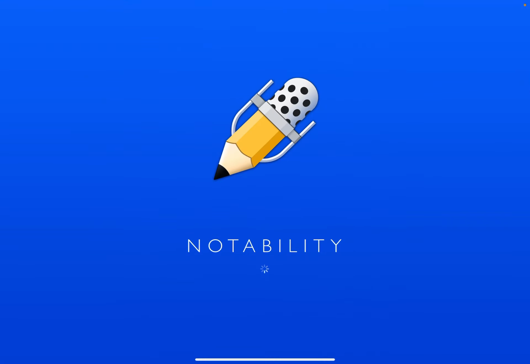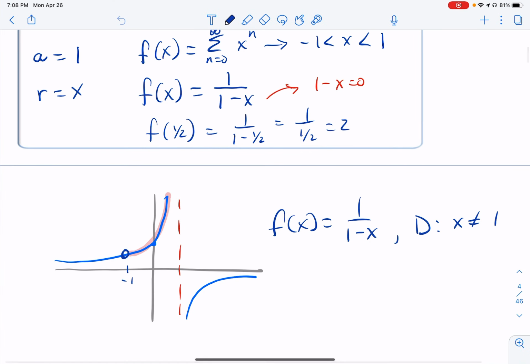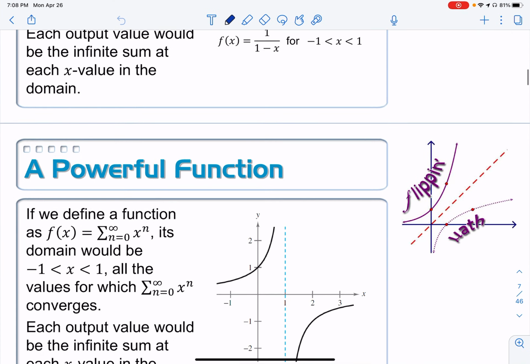Why did this thing restart? I don't know. Is it going to pick up where we left off? Looks like it did. Sort of.